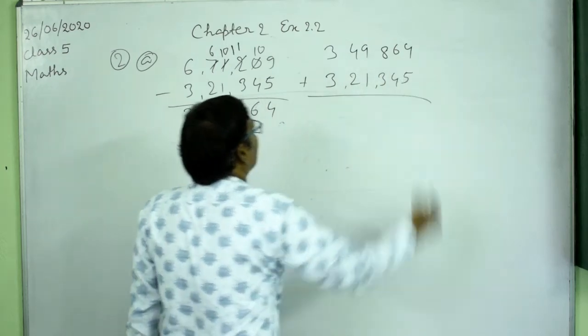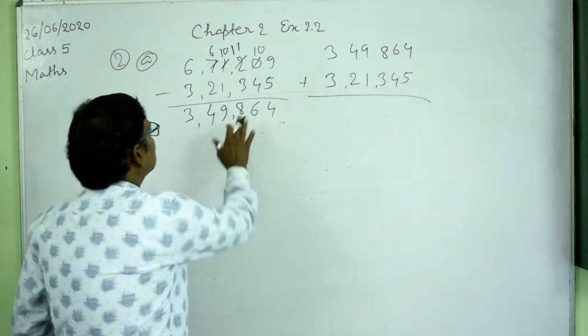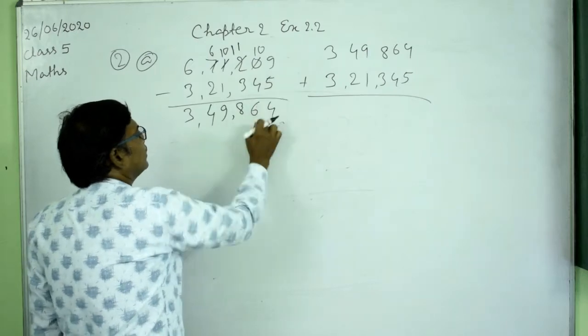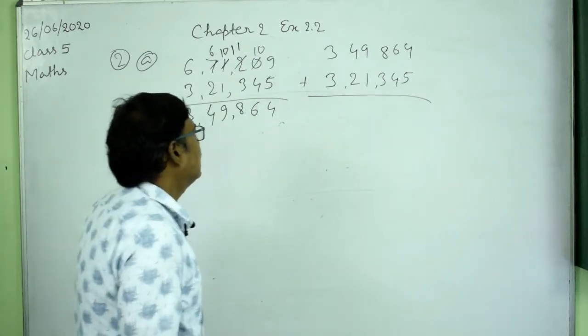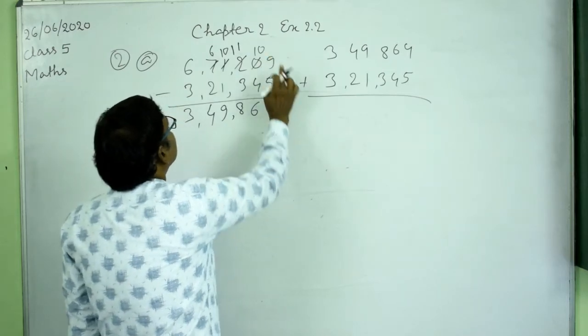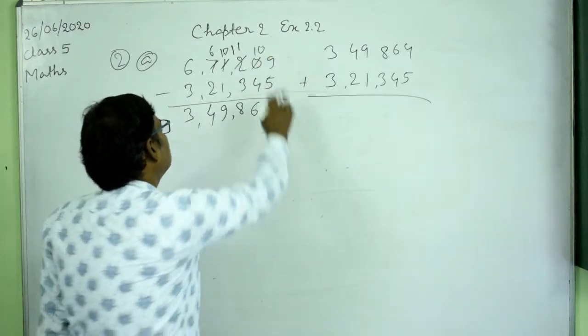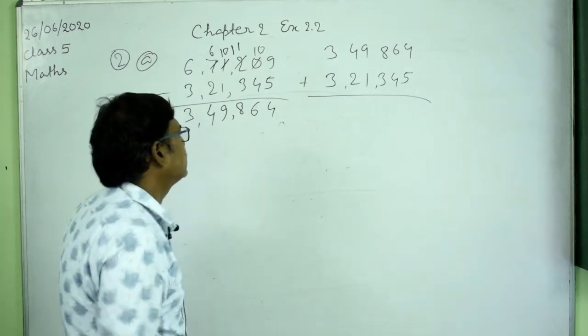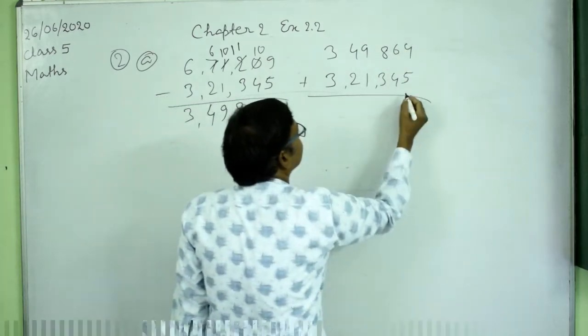Now add all these numbers. That is, you will add this answer and this number. After addition, when you add these two numbers, you should get this number. And if you are not getting this, then it means that this subtraction is not correct. So add here.